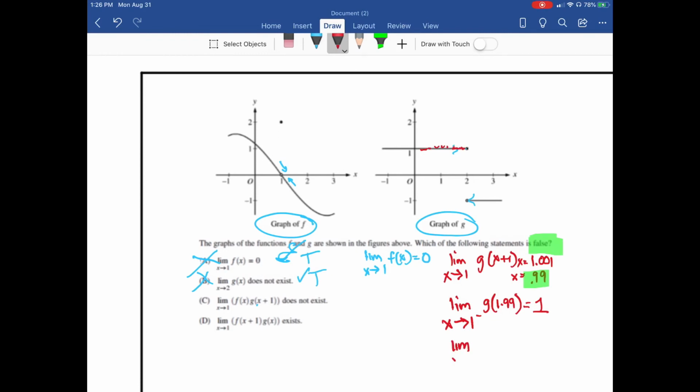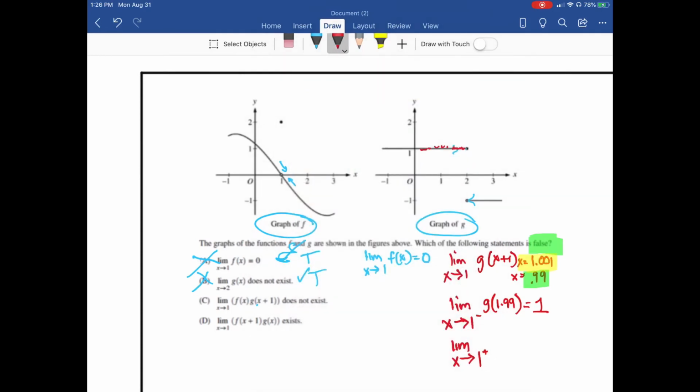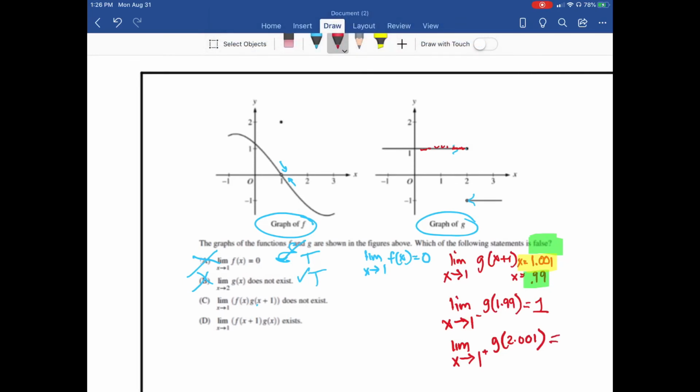So now look at what happens as I'm approaching 1 from the right, and that's where I'm looking at the second value, like the 1.001. So we're thinking of it as g of 2.001, and that is coming from this direction, and that is approaching -1. So we know that that's a DNE with respect to g, but that's not what we're looking for. In part C, it's the product of those two.